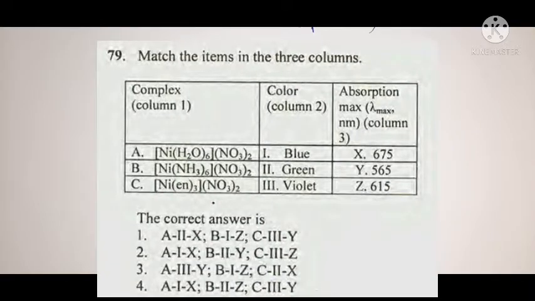3 columns, and we have 3 columns. First column contains complex, second color, and third one is lambda max, and you match these 3 columns with each other, and this question is coming for 4 marks. That means it is also related to your part C. Understand? Okay. So let's do a solution of this question, friends.